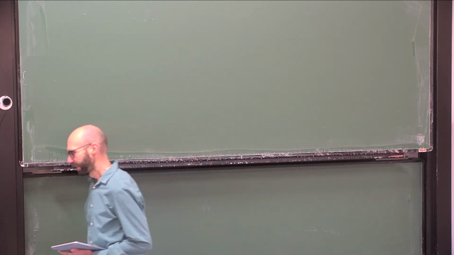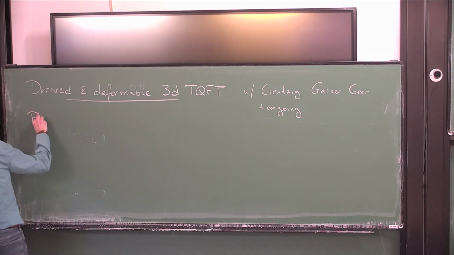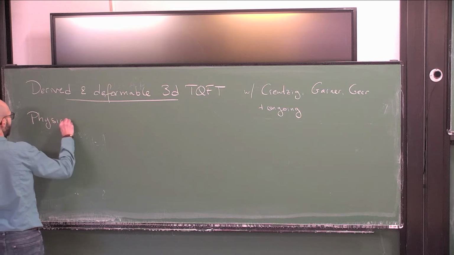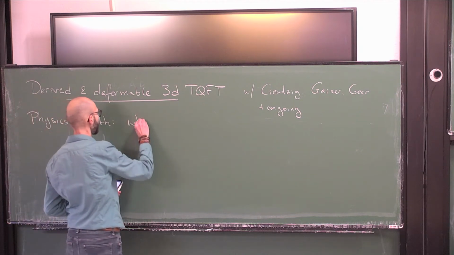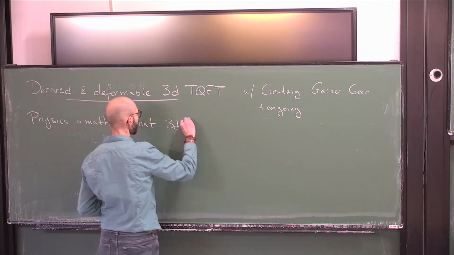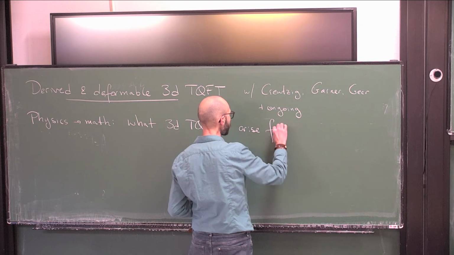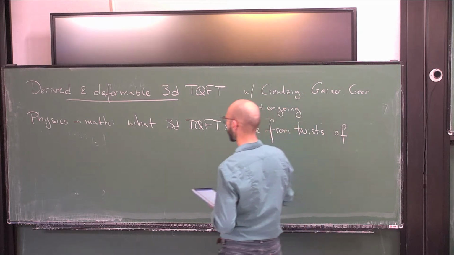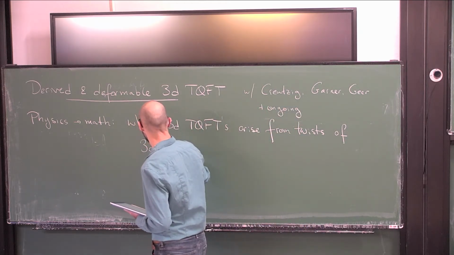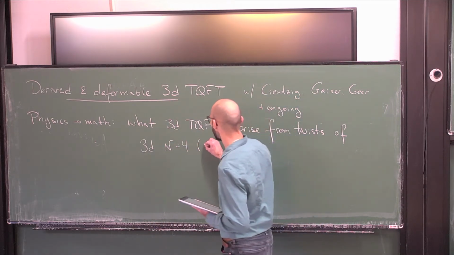There are two questions that I want to discuss aspects of in this talk. There's a physics to math question, which is what 3D TQFTs arise from topological twists of 3D N=4 theories, and in particular gauge theories are the ones I've been interested in.